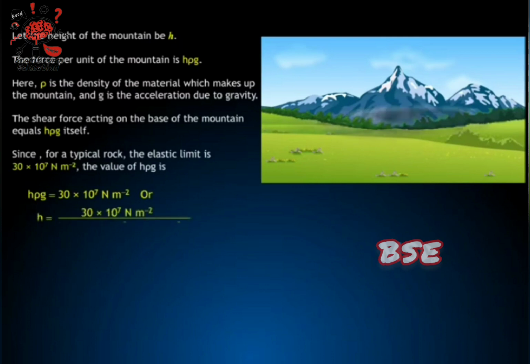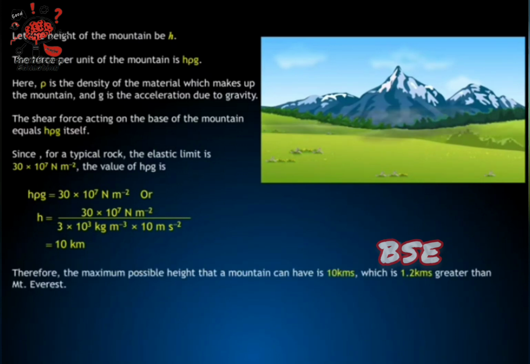Since for a typical rock the elastic limit is 30 into 10 to the power 7 newton per meter square, the value of h rho g is equal to 30 into 10 to the power 7 newton per meter square, or h is equal to 30 into 10 to the power 7 newton per meter square, divided by 3 into 10 to the power 3 kilogram per meter cube into 10 meter per second square. This is equal to 10 kilometers. Therefore, the maximum possible height that a mountain can have is 10 kilometers, which is 1.2 kilometers greater than Mount Everest.